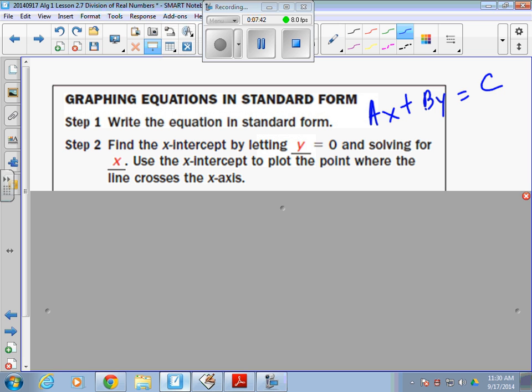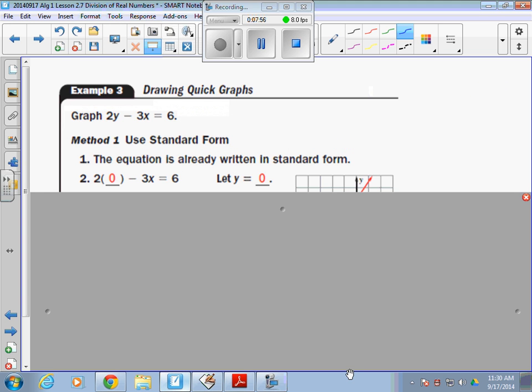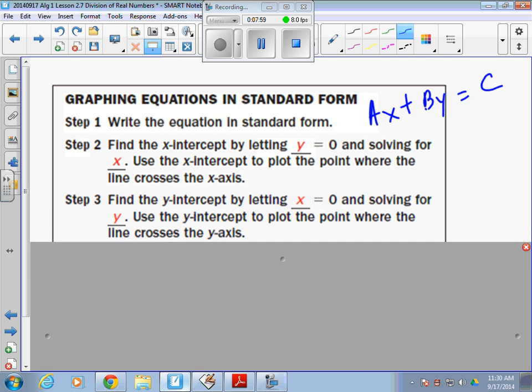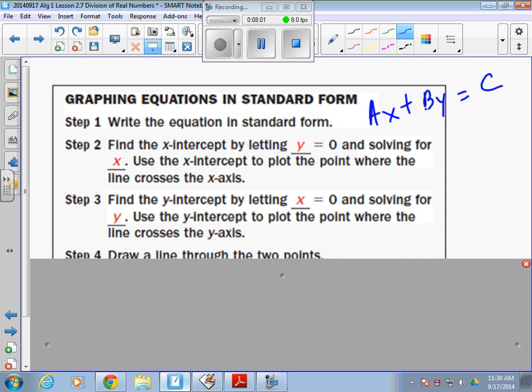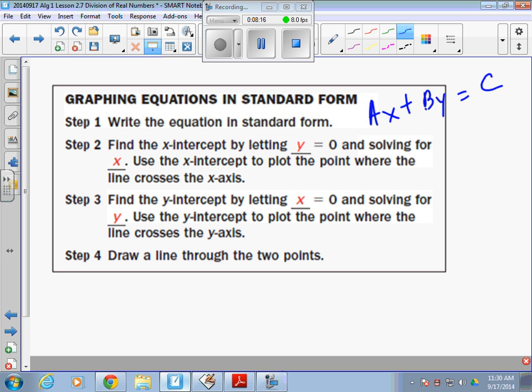Now we graphed a little bit in Algebra 1 by using the x and y intercepts. When you're solving for the x-intercept, you plug in 0 for y, and when you're solving for the y-intercept, you plug in 0 for x. So it says use the x-intercept to plot the point where the line crosses the x-axis. Step number 3 is find the y-intercept by letting x equal 0 and solve for y. Usually this makes the equation much, much simpler and much, much quicker. Sometimes though it'll make it into a fraction that's not as easy to estimate where it is. But then draw the line through the 2 points.